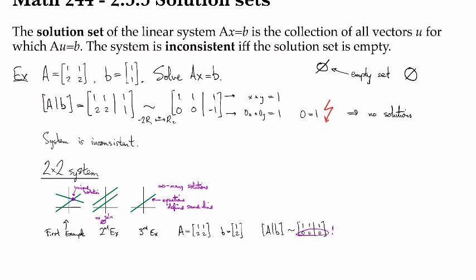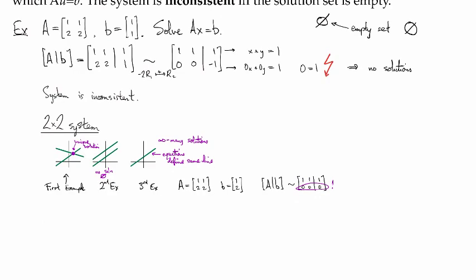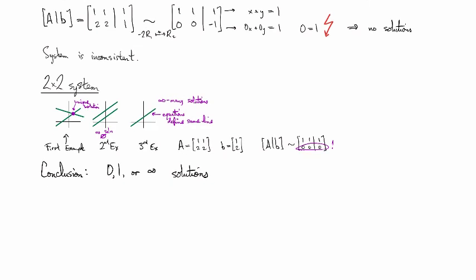So the conclusion from all this is that there can be 0, 1, or infinitely many solutions. So the solution set is going to have nothing in it, or one thing in it, or an entire infinite number, an entire line's worth of things in it. And this continues in dimension 3.